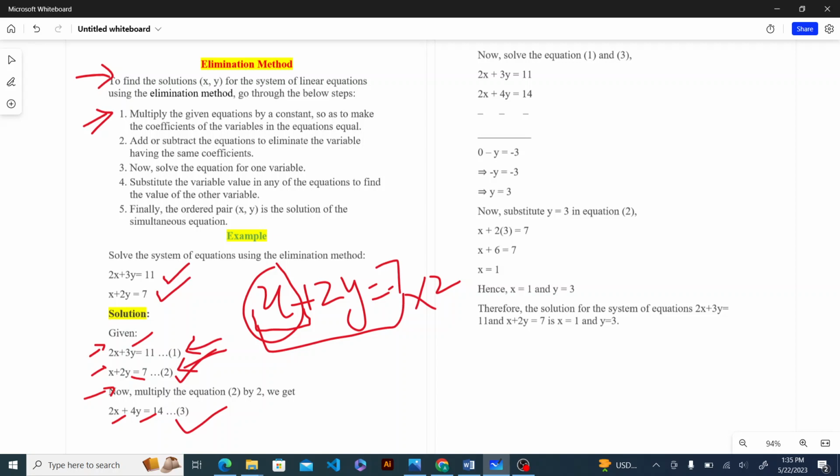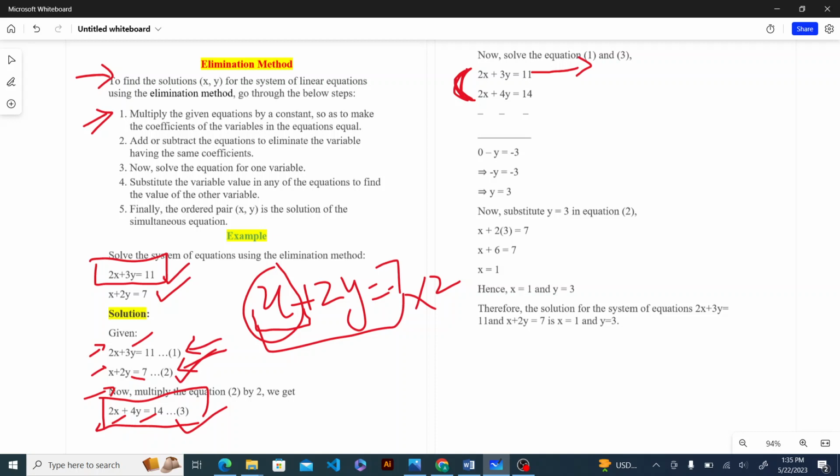Now we have got two equations. This is the already given equation, 2x plus 3y is equal to 11, and this is the updated equation which we have got by multiplying the second equation by 2, so that we could make these two coefficient values equal. x is a variable and its coefficients should be equal so that we can eliminate it.